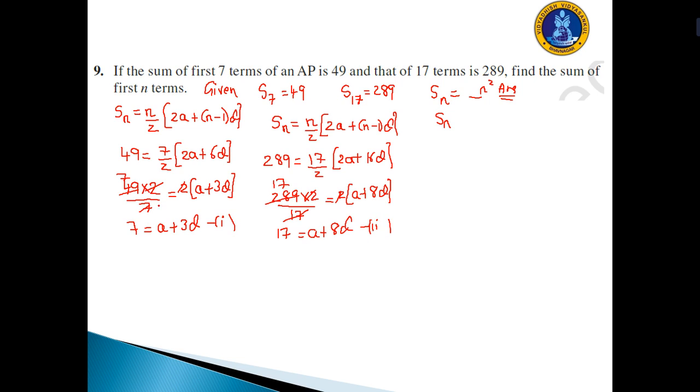Let me show once more what to put: the value of S7. The value of S7 was 49, the value of n was 7, and a and d as they are. So by cross multiplication and taking 2 common, 7 is equal to a plus 3d, that is our equation. So by comparing these two equations by the elimination method, we can easily get a and d.